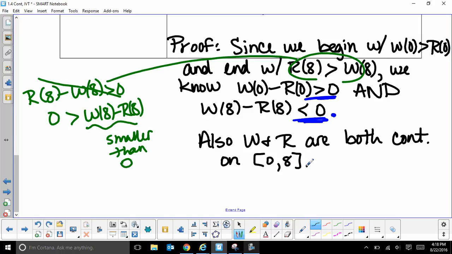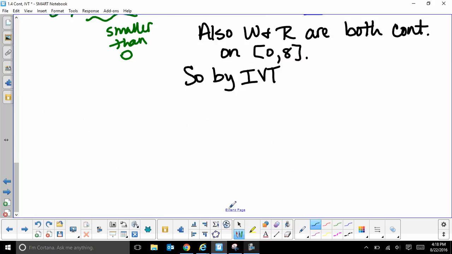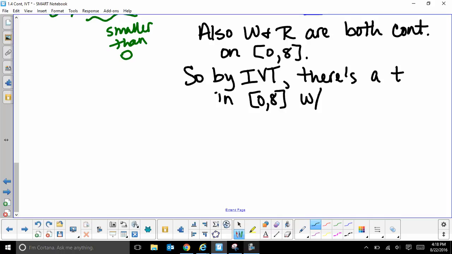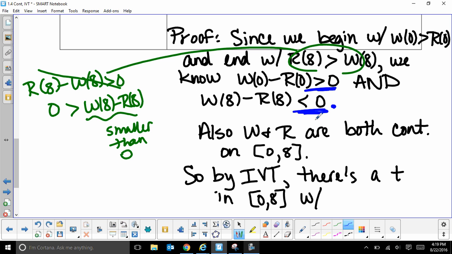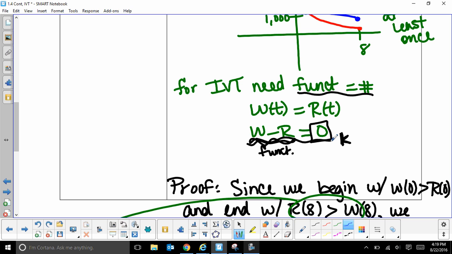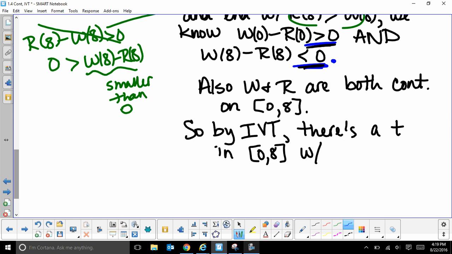Okay, so by IVT, these top two pieces have been meeting the if part of IVT. So by IVT, there's a T in 0 to 8 with my function. If I've shown somewhere that it's greater than 0 and I've shown somewhere that it's less than 0, then IVT is going to show me that it equals 0 somewhere, because 0 is my in-between value.